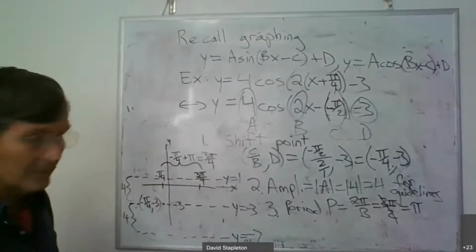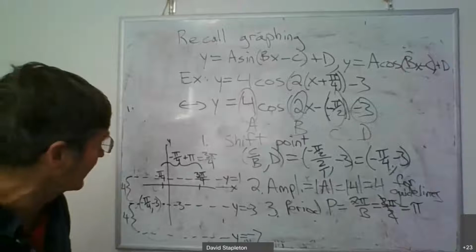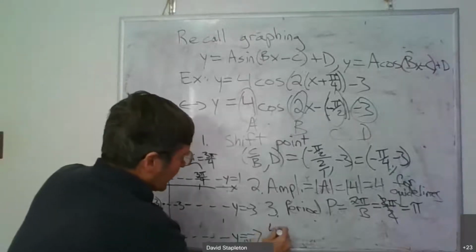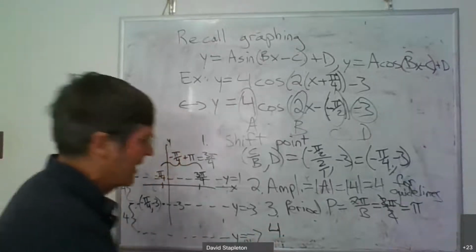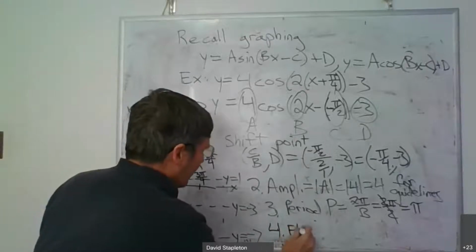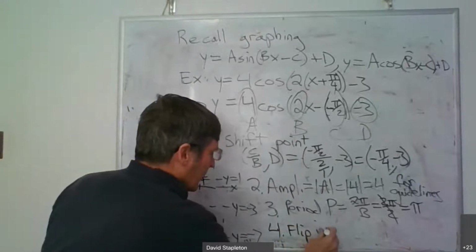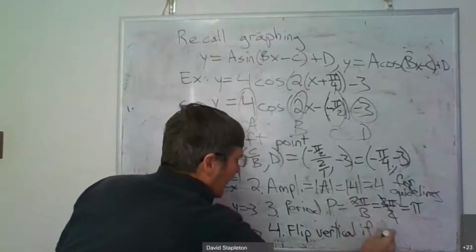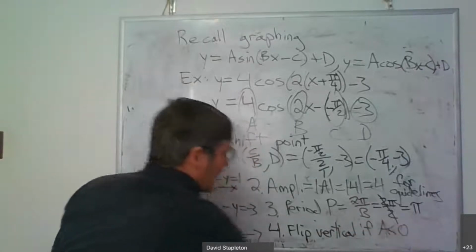And now what I can do once I have the period, change this thing. Well, let's put the last one on here though. The last thing is you flip upside down if A is negative. So flip vertically if A is negative. That turns the function upside down.